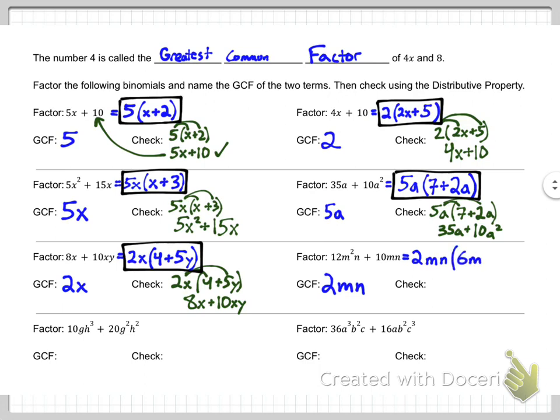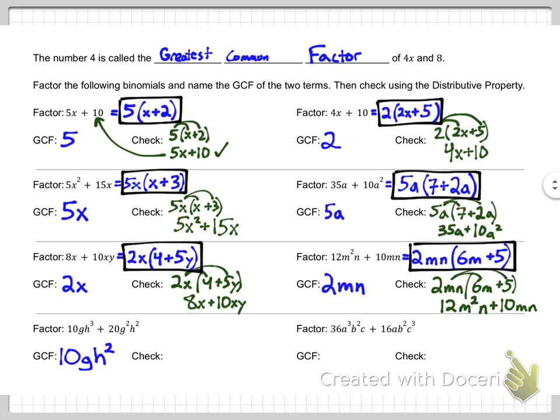When we take out 2mn from 12m squared n, we're left with 6m. And on the right side, we're left with just a 5. Notice when I distribute this back out, I get my m times m, so that's m squared, 12m squared n. And on the right side, we get 10mn. Down here, it gets a little trickier with the powers.